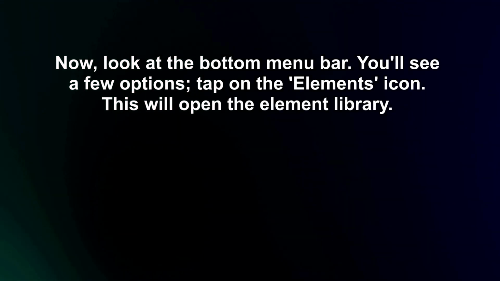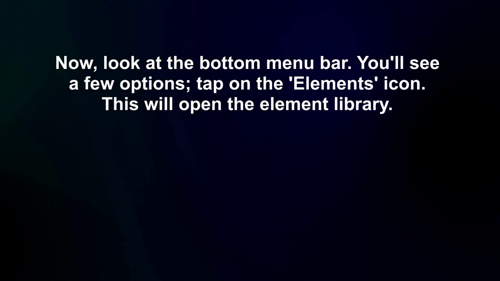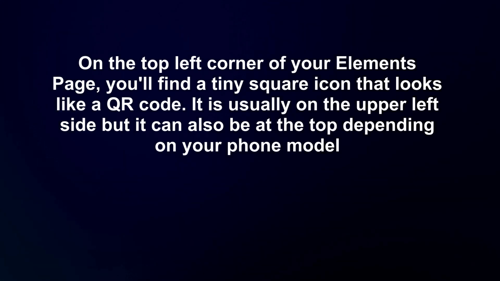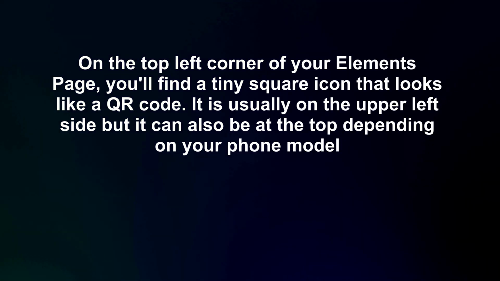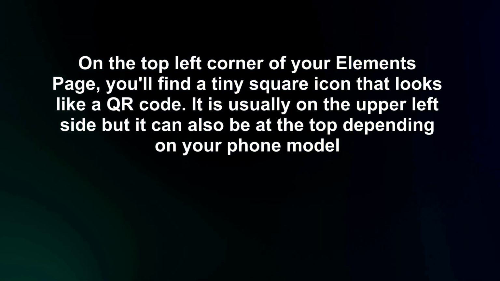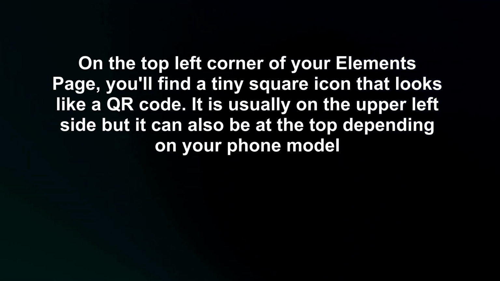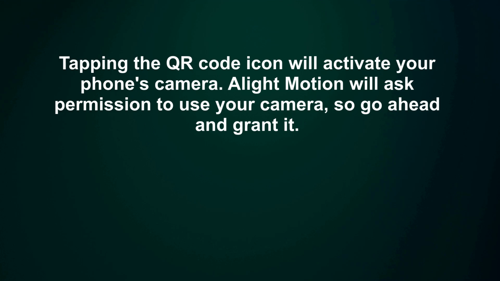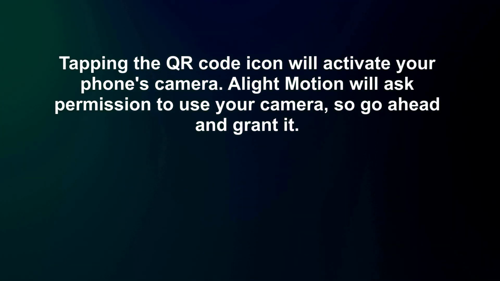Tap on the Elements icon. This will open the element library. On the top left corner of your Elements page, you'll find a tiny square icon that looks like a QR code. It is usually on the upper left side, but it can also be at the top depending on your phone model. Tapping the QR code icon will activate your phone's camera.